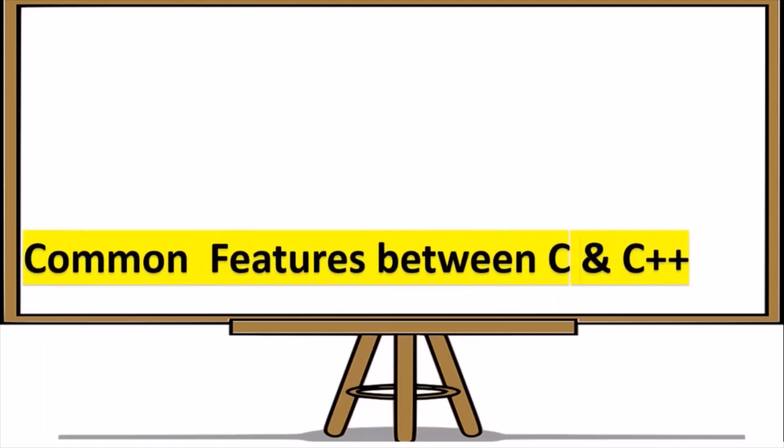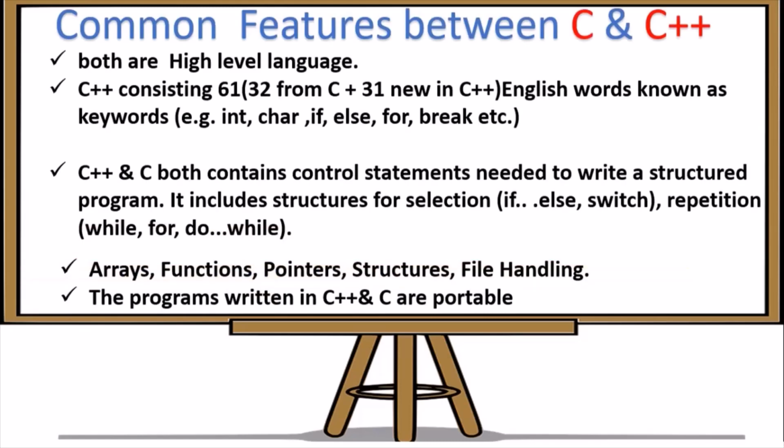Today we are going to learn C++ programming. So before starting the lecture, we first learn the common features between C and C++. That means if you have already done C programming, what are the common features which will be available in C++ programming? As we know, both the languages are high level languages, that means English-like grammar will be there also in C++.